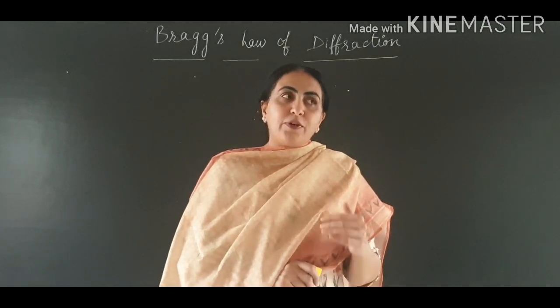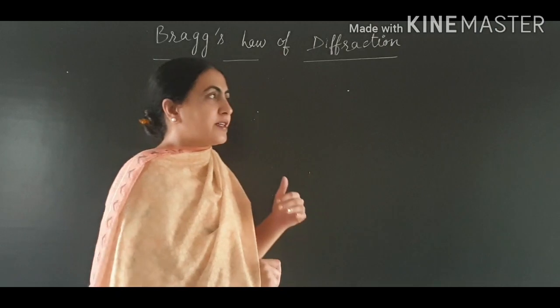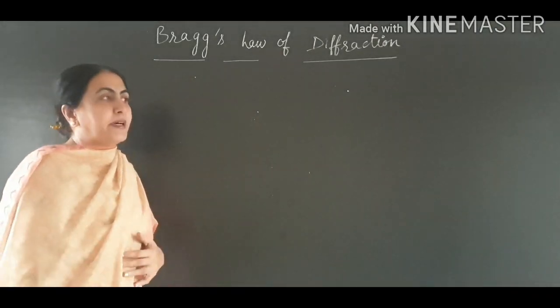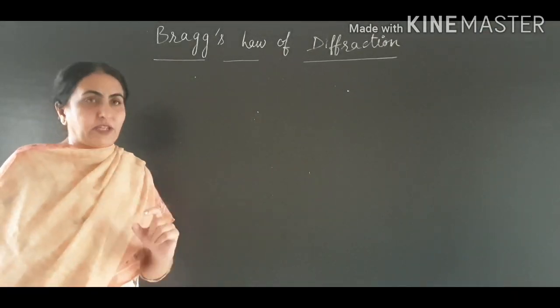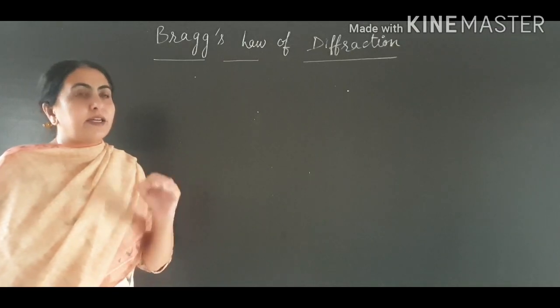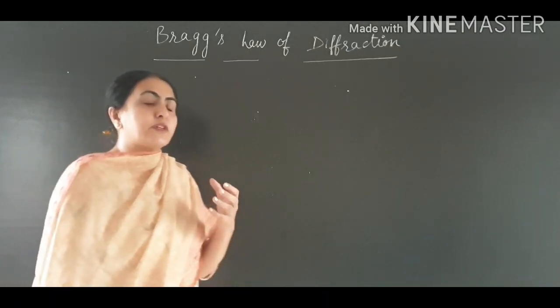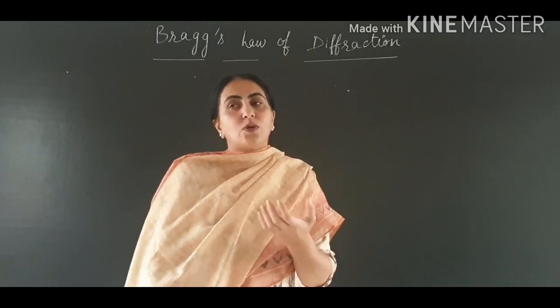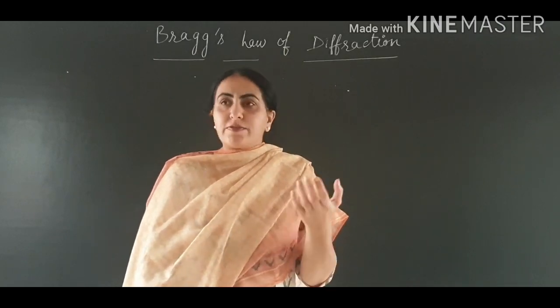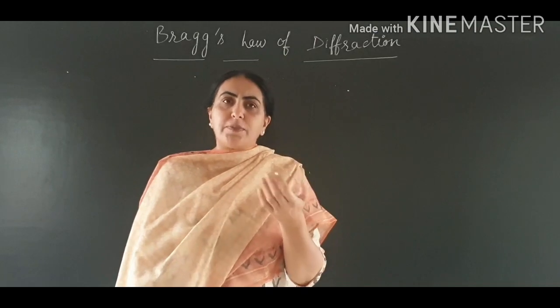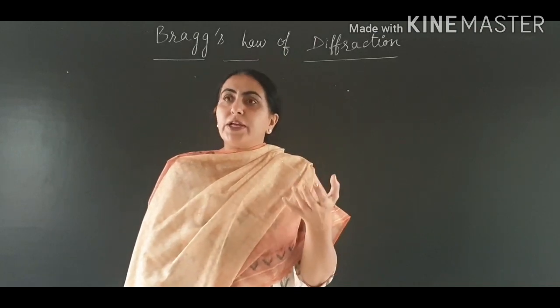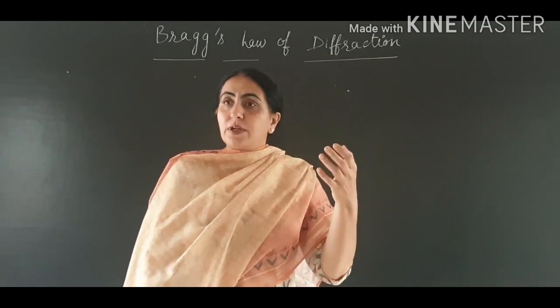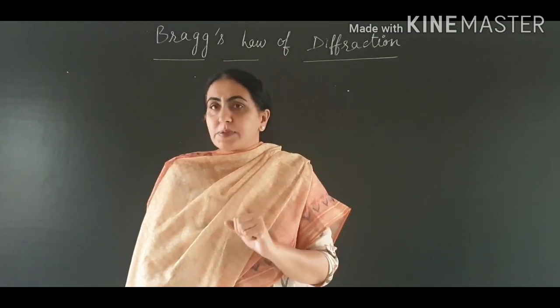So, today we are going to discuss our second chapter, that is crystal diffraction. First of all, we must know what diffraction is. All of you know, you have studied in +1 and +2, that diffraction is a bending of light around a corner of an obstacle.